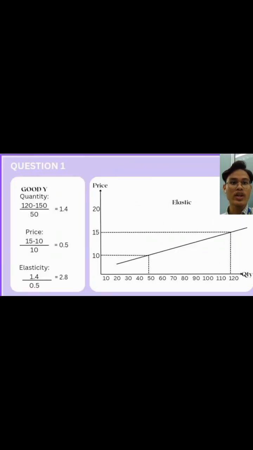So for good Y, quantity is 120 minus 50 divided by 50, and you get 1.4. And for the price for good Y, 15 minus 10 divided by 10, and you get 0.5. For the elasticity, quantity divided by price, which is 1.4 divided by 0.5, and you get 2.8. So as you can see, the graph has shown that it is elastic.